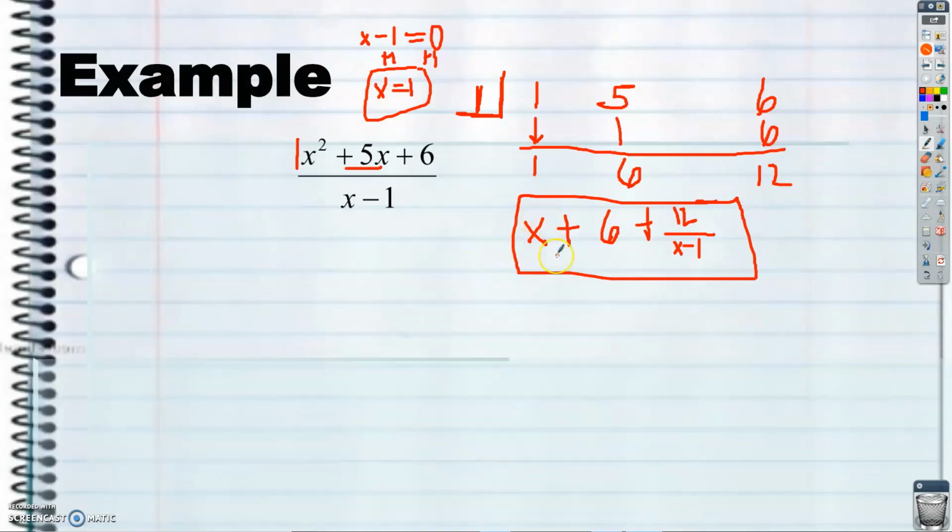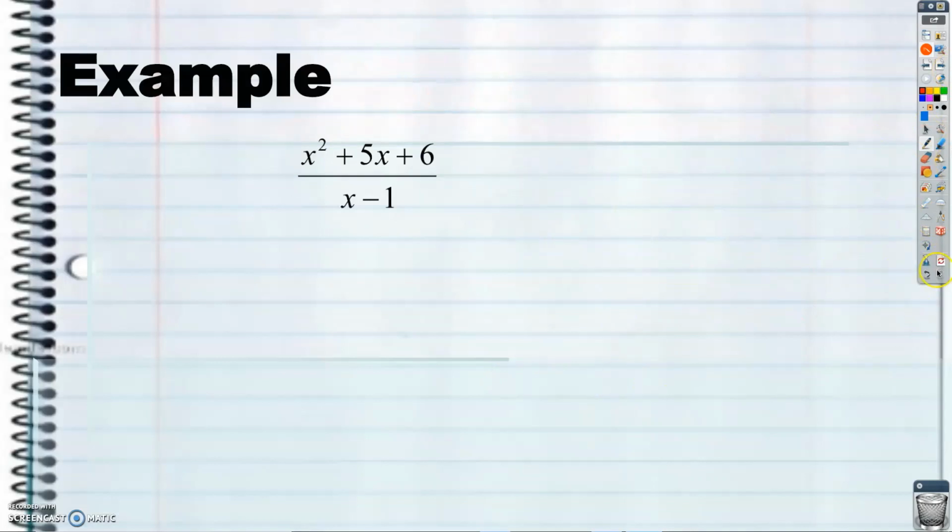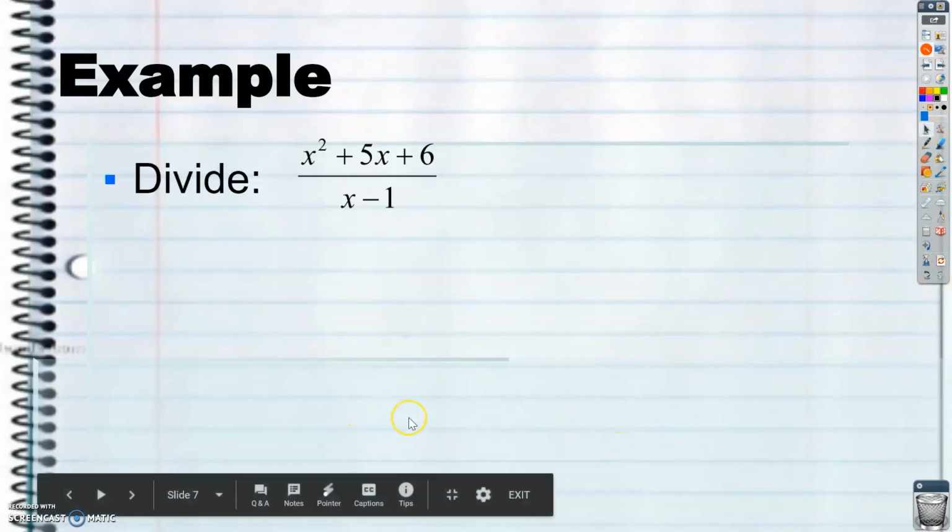So please remember, our answer is going to be one less exponent than our original. If this is x squared, this is just going to be x. Okay. So now that is example 1.